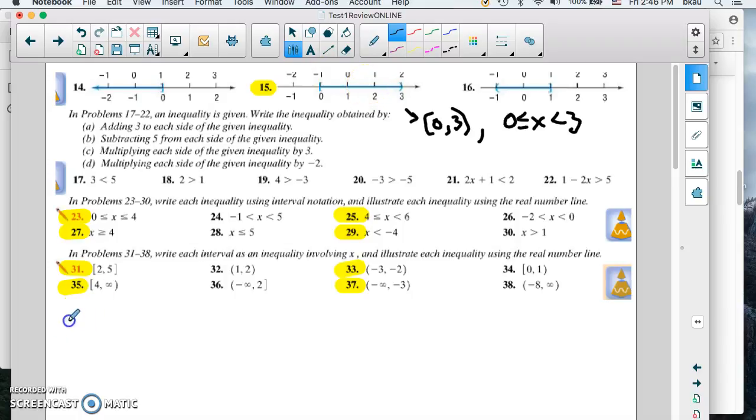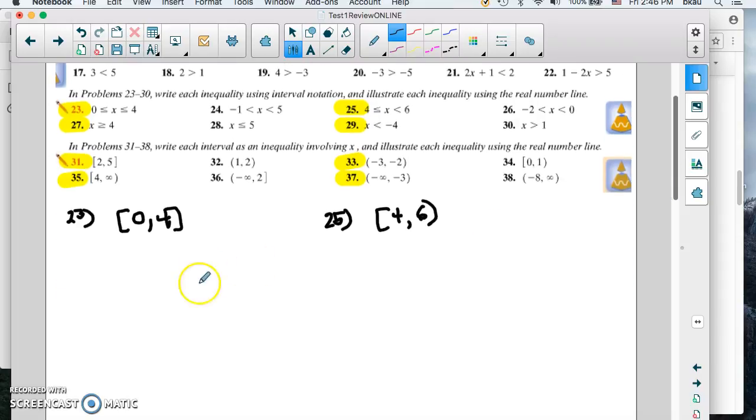Okay, 23. We'll do a few of these. 23 is an interval. It starts at 0 and ends at 4. So we have brackets here from 0 to 4 because of them being equal. On 25, we have a bracket on 4, but it doesn't end at 6. It ends before 6. So it's going to be a bracket at 4 and ending at 6, but parentheses there. So we match it up like that. Okay, now the number lines, when we graph these, would be the same type of graph. So we'd be graphing a line. We'd have 0 on one end, 4 on the other.